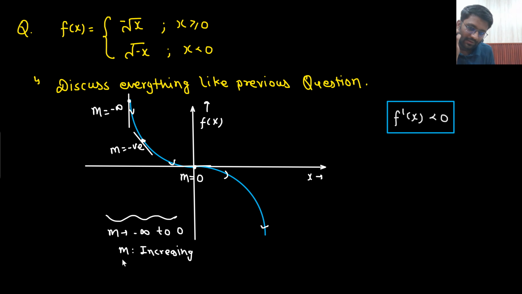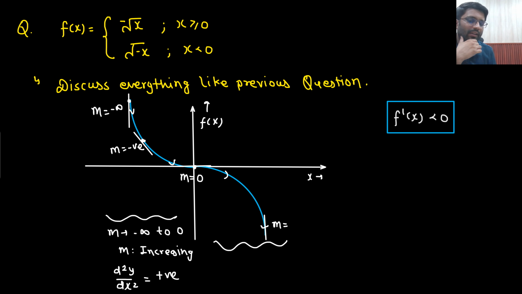Slope is increasing. So your d2y by dx2 will become, with the increase in x, slope is increasing, so it will become positive. And here what will be the scenario? Slope is 0 and slope is infinity. So here the slope will become infinity or minus infinity. Graph is decreasing now, the slope is minus infinity.